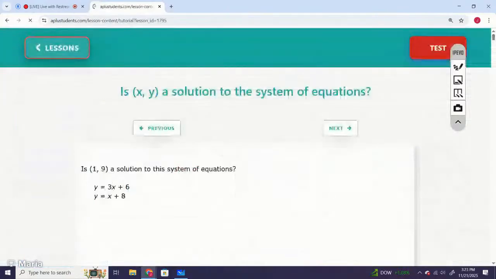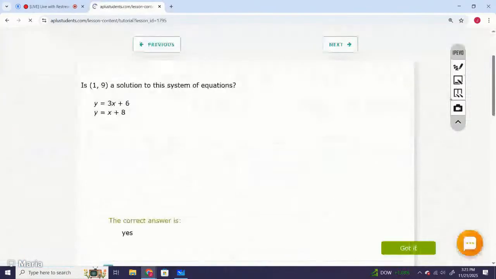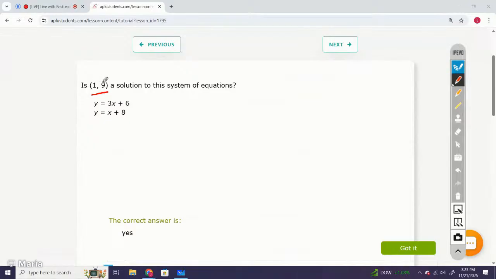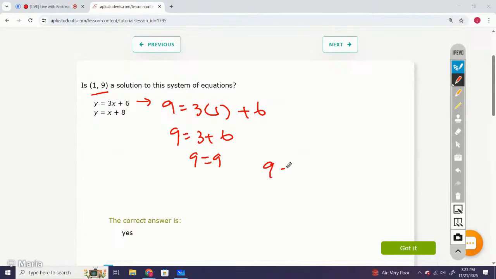Is (x, y) a solution to the system of equations? So we are given an ordered pair, (1, 9). Is it a solution to the system of equations? We have to put this pair of values in the equations and see which is the correct option. x is 1, y is 9. Start with the first equation: y is 9, 3 times 1 plus 6 is 3 plus 6, so 9 is equal to 9, right? Let's put the ordered pair into the second equation. y is 9, x is 1 plus 8, so 9 is equal to 9. Both equations are satisfied by the point (1, 9). That means yes, the point (1, 9) is a solution to this system of equations. The correct option is yes.